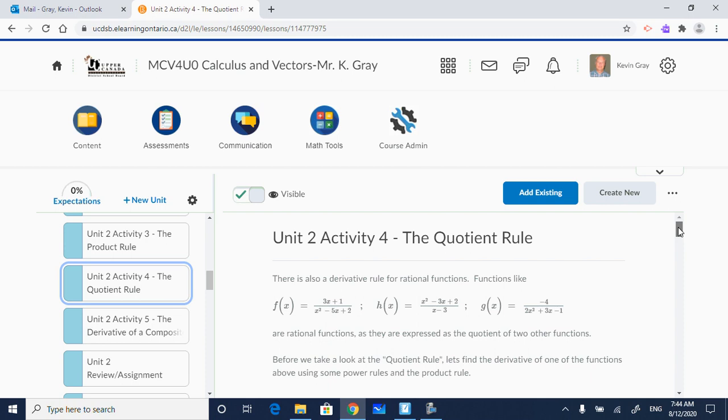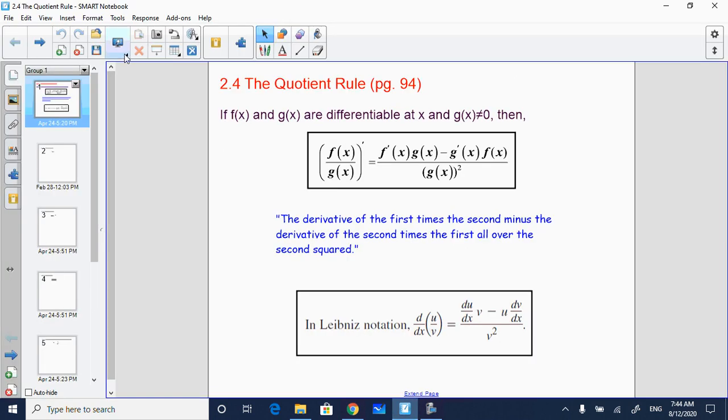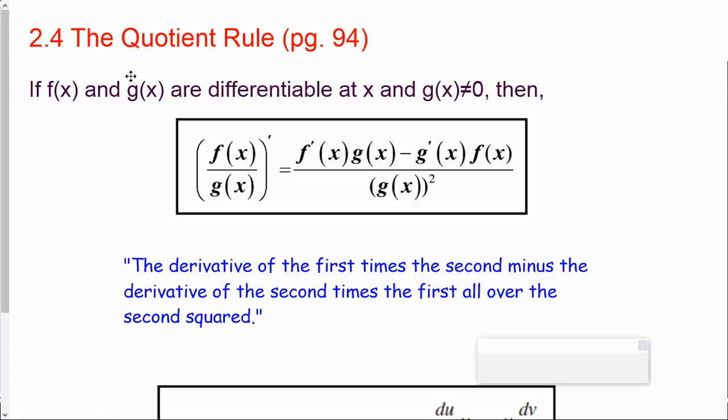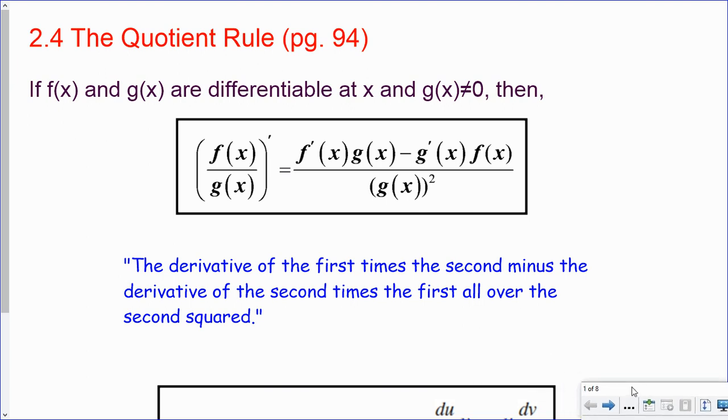Okay, so when there's a numerator and a denominator, the denominator can't be 0, right? That would mean a discontinuous function, and therefore we couldn't take the derivative of it. Okay, the quotient rule is very similar in nature to the product rule. So let's go through a couple of definitions and a couple of examples of this rule here.